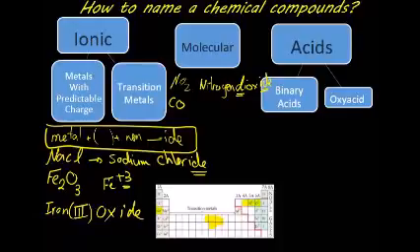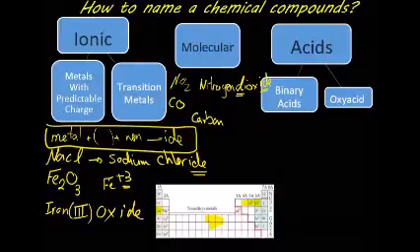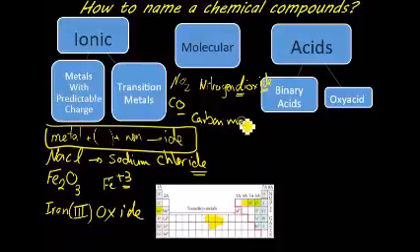For CO, for example, how many carbons? 1. Carbon is the first element. If it's number 1, we don't say it, so it's carbon. How many oxygens? 1. It's not the first element, so in this case, we can say mono, right? Carbon monoxide, and we add the IDE at the end, right?